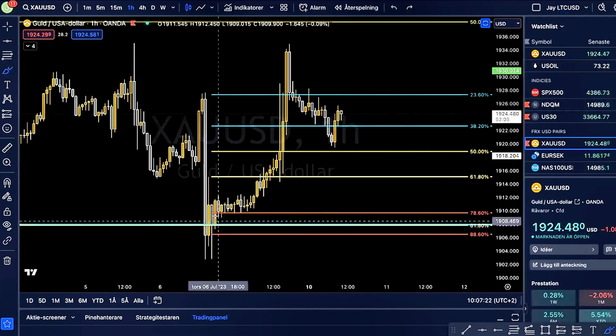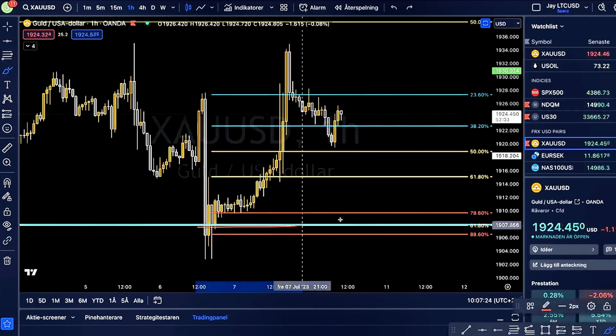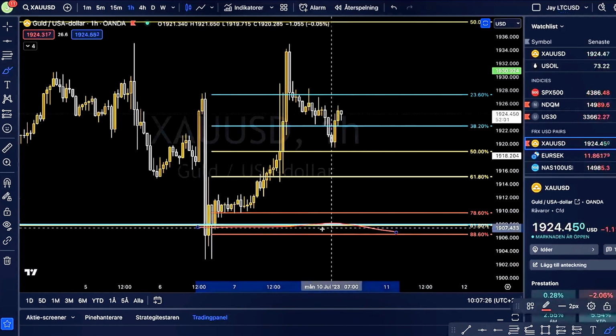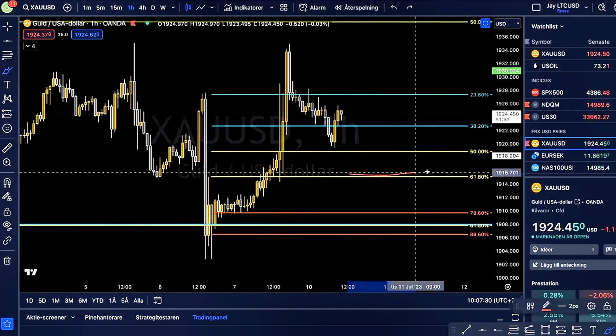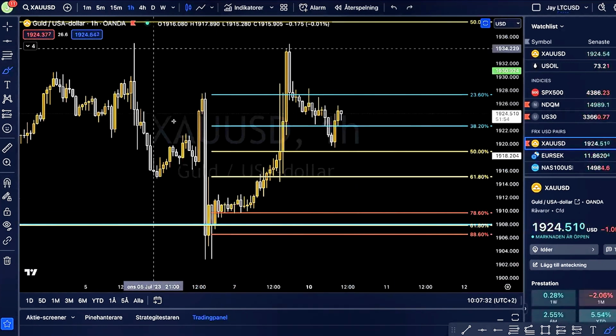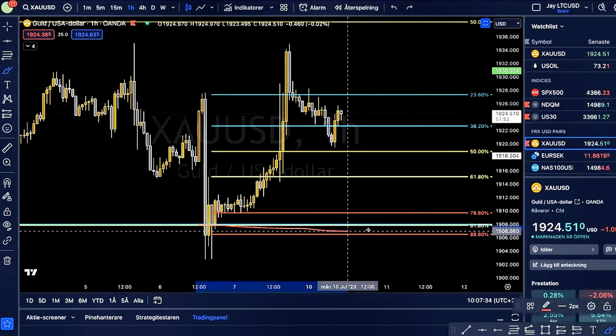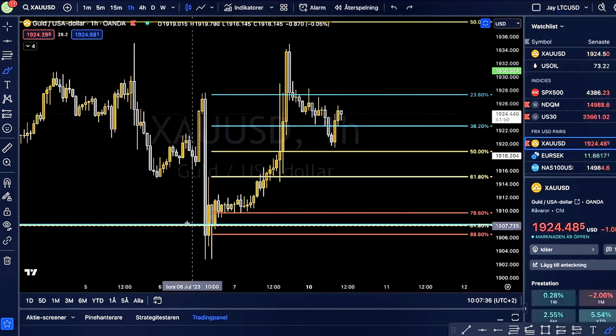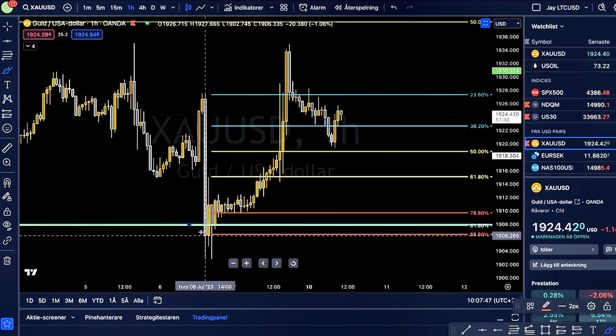If not, if we break this here, then 100% sell opportunities. I would say maybe even if we break this here. But this is the key level that we were looking at before that we bounced off. So this is the key level that we're looking out for. The key level is 1907, 1907-ish, 1908. So that's the level we're looking for the market to break.